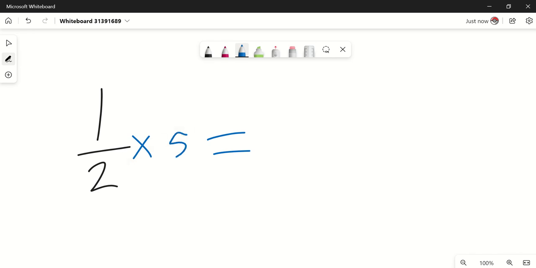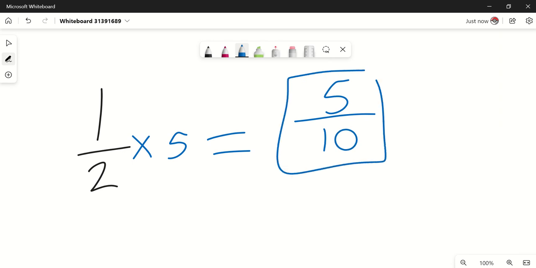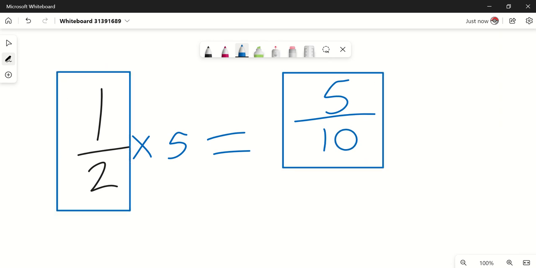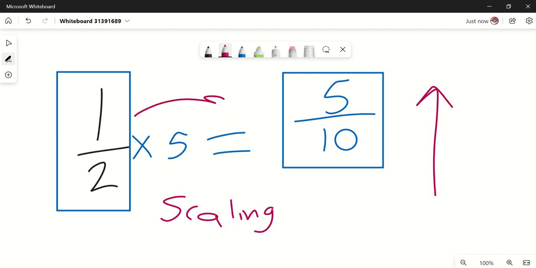Let's say we're going to multiply both of these by 5. This would give me 5 over 10. 5 over 10 and 1/2 are the exact same fraction. One just isn't simplified. What we did here is converting, but it's also known as scaling. We are scaling up, changing this fraction up.